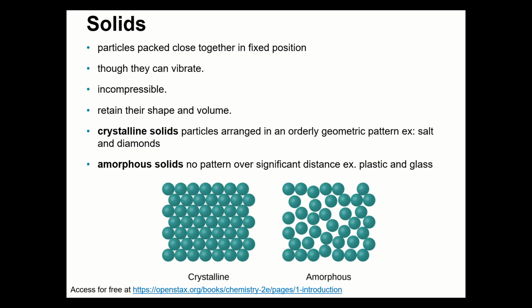So crystalline solids are going to be very organized, and amorphous solids are going to have no pattern over a significant distance. So some examples of crystalline solids are going to be your table salt and diamonds. Amorphous solids, things like your plastic and glass.